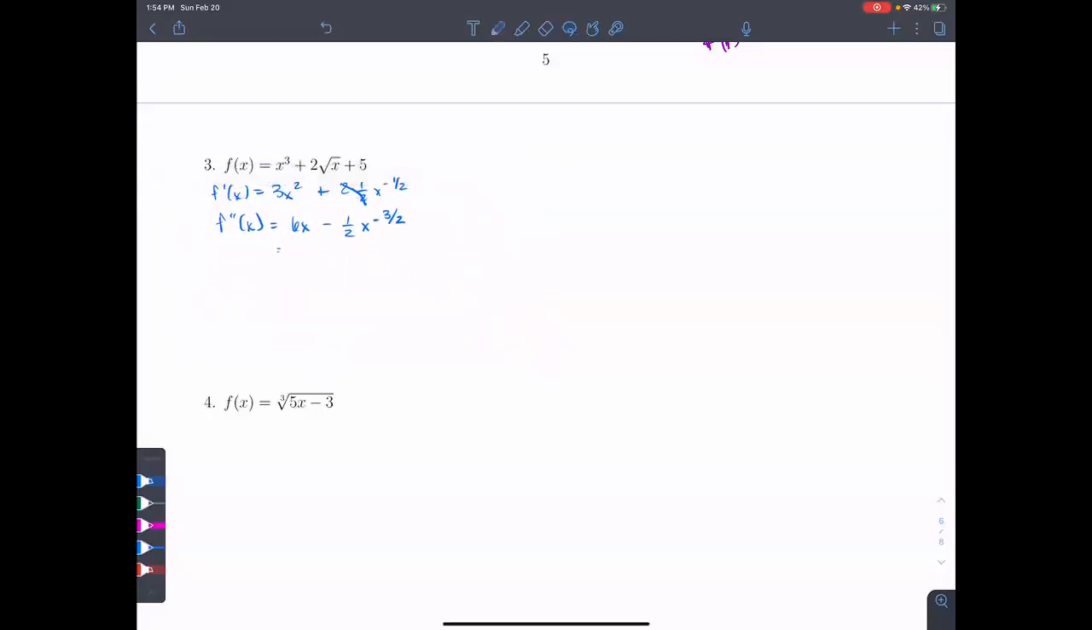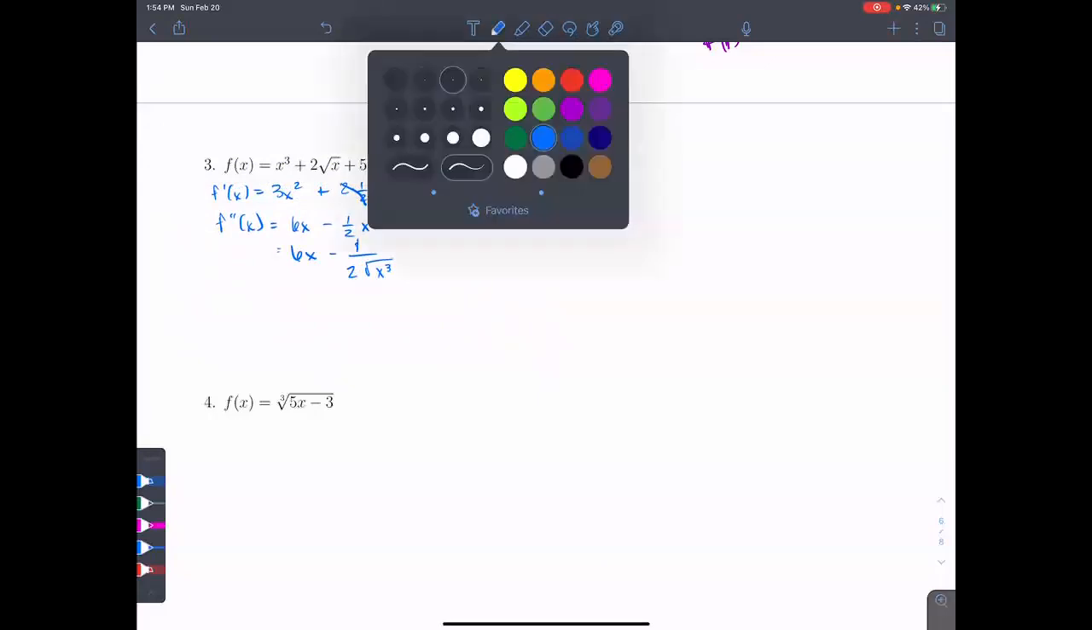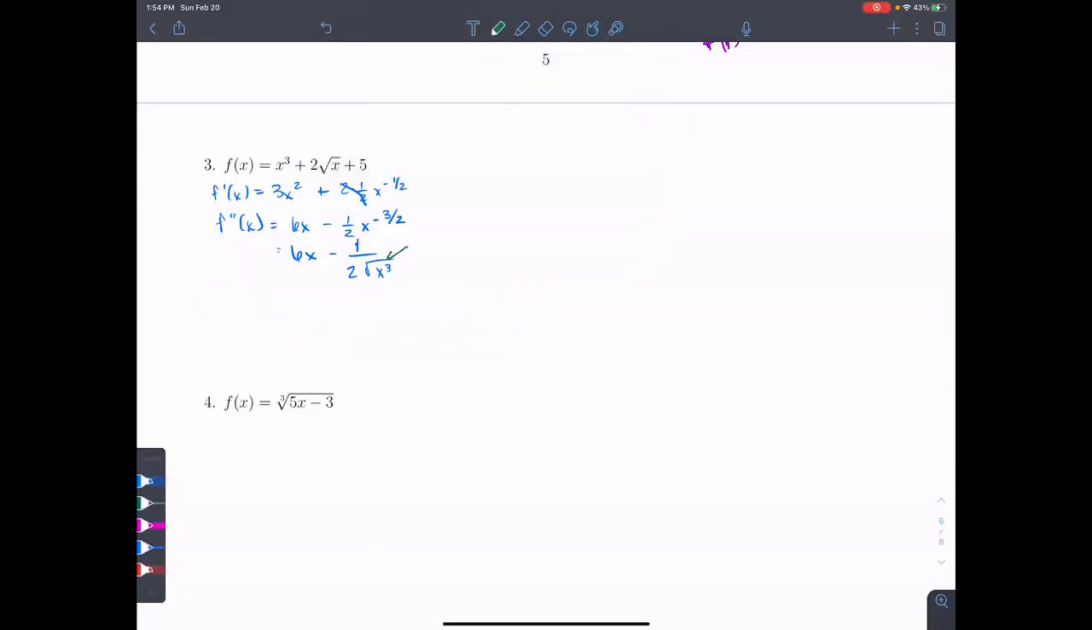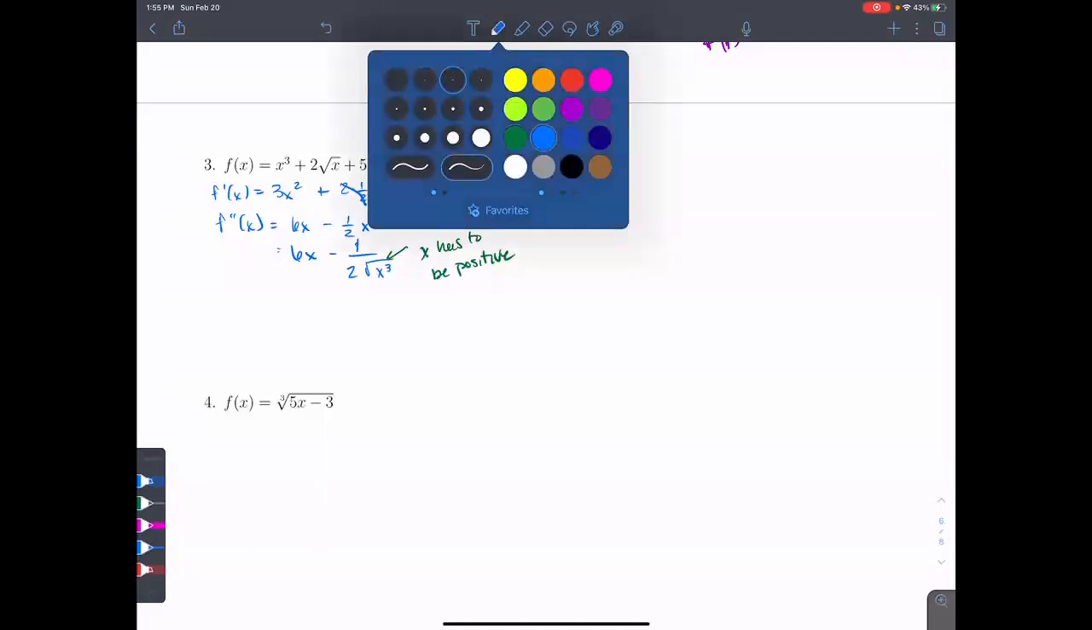So this is 6x minus 1 over 2 times the cubed root, no, the square root of x cubed, as a 2 times the square root of x cubed. So because of that, this square root means that x has to be positive because we can't take the square root of a negative there. So x is restricted to 0 to infinity.